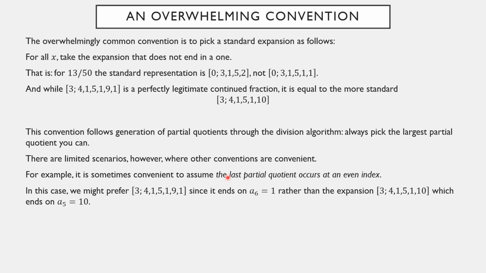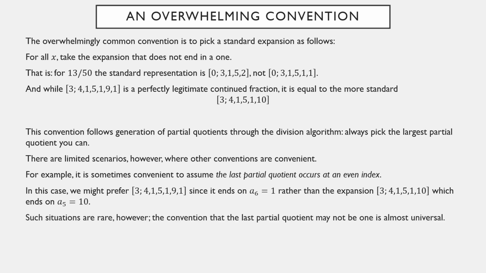at an odd index. So we might prefer this expansion because it ends at a_0, a_1, a_2, a_3, a_4, a_5, a_6. And maybe we're working on a problem where we want to assume the last partial quotient has even index. So maybe this is more convenient than this, which ends at an odd index. Or maybe the other way around. But absent any concerns like that, the overwhelming convention, if you talk to people, is assume that the last partial quotient isn't a 1.